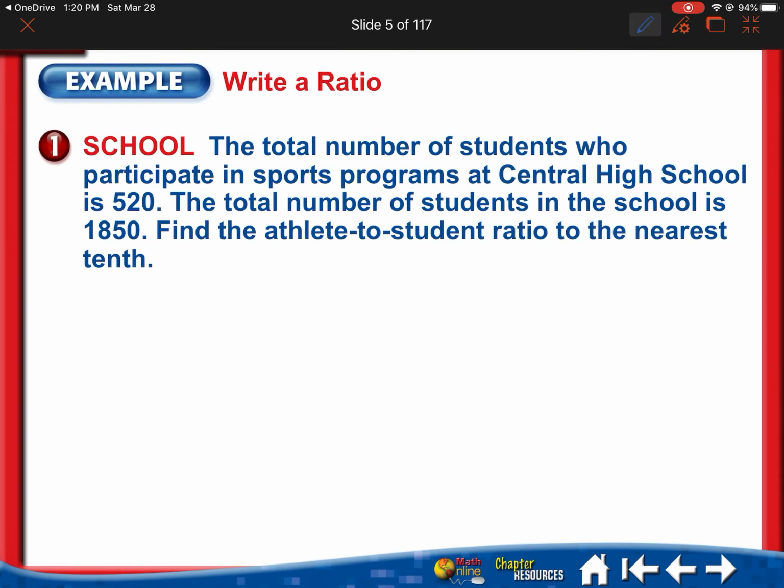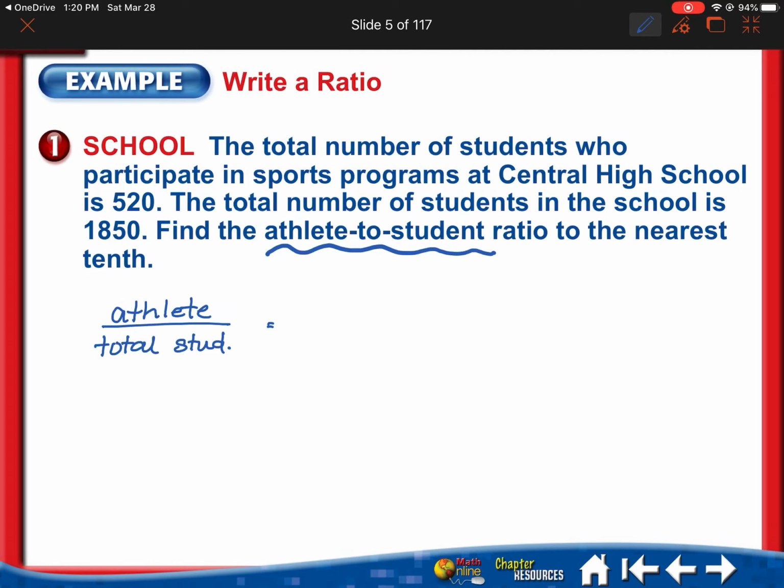Okay, so the first example, it says the total number of students who participate in sports programs at Central High School is 520. The total number of students in the school is 1,850. Find the athlete to student ratio to the nearest tenth. So if they want athlete to student, that means athlete, since that came first, has to be in the numerator, and the total students needs to be in the denominator. So we are just writing the ratio, so it's just going to be one fraction.